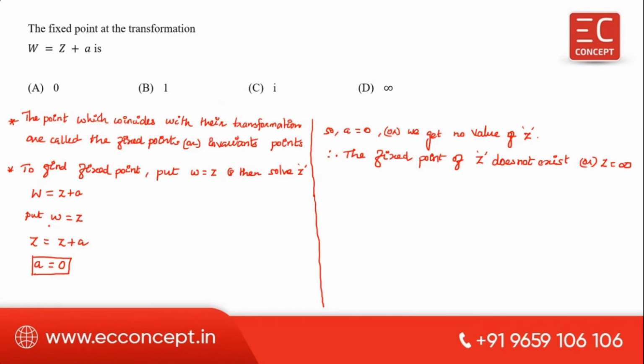So when you put W is equal to Z, then you will get a constant A is equal to 0. If A is equal to 0, meaning we get no value of Z. Here there is no value of Z, right? So you are getting a constant A is equal to 0. That means you are getting only A. There is no value of Z you are getting. Therefore, the fixed point of Z does not exist. That means Z is equal to infinity. That means the fixed point of the transformation is equal to infinity.